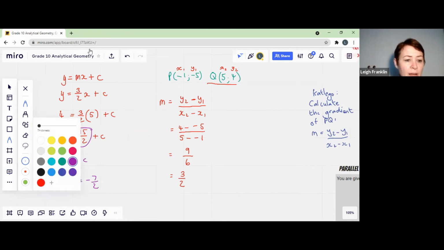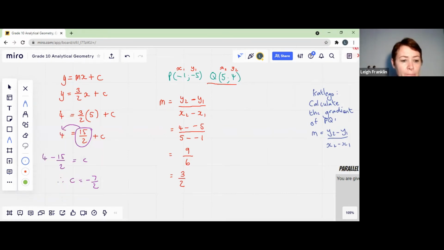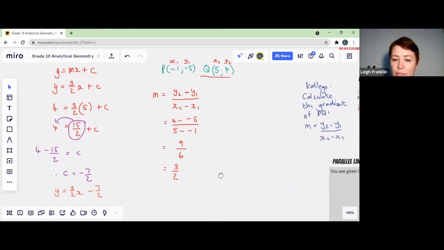All right, so final answer here. y equals 3/2 x plus c, so that's minus 7/2. Okay, so that's how it needed to be done. Does that feel a little bit better? Are there any questions?